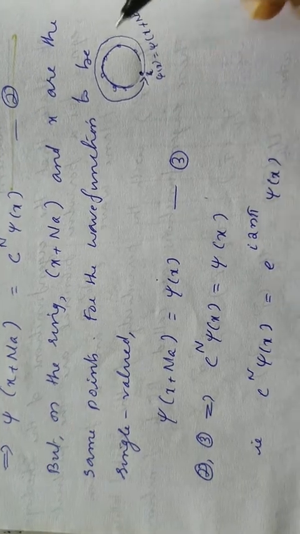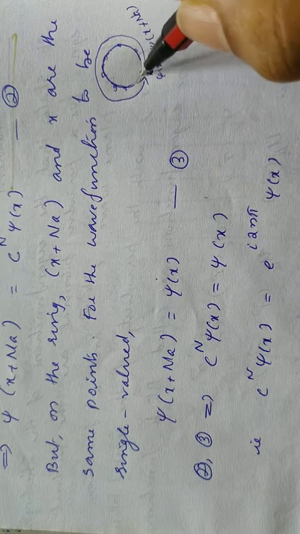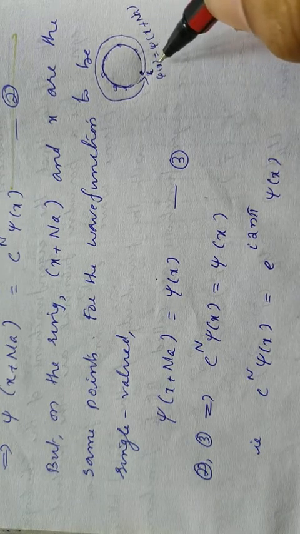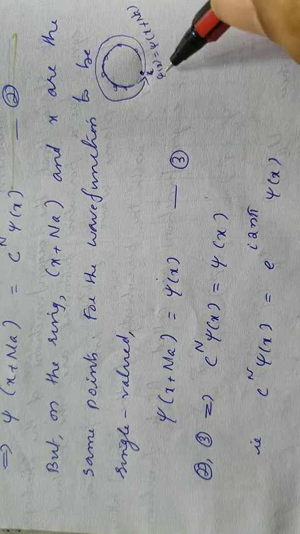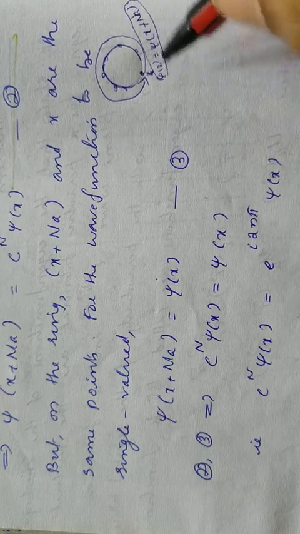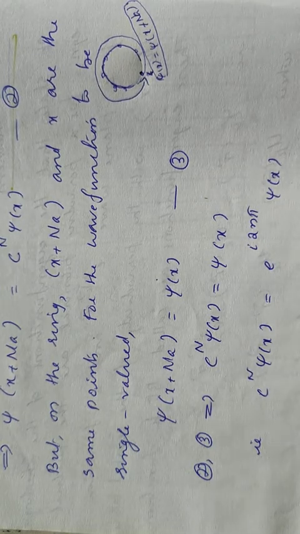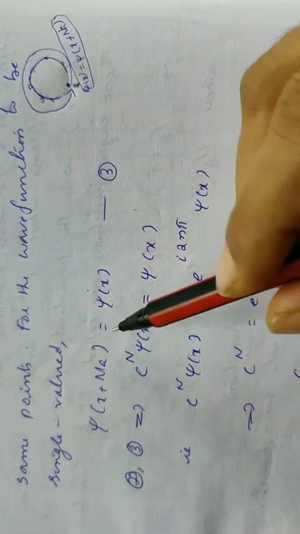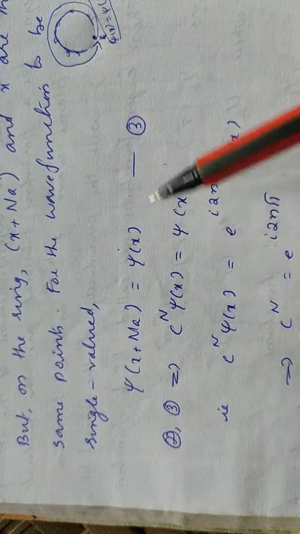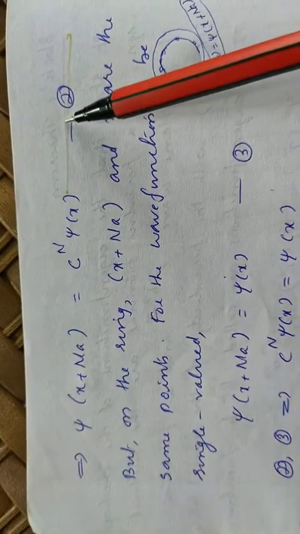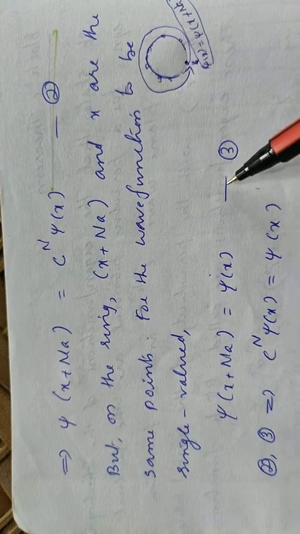So this satisfies the condition of the function to be single valued, so that psi of x will be equal to psi of x plus Na. So we can write psi of x plus Na is equal to psi of x. Now this is equation number 2 and this is equation number 3.